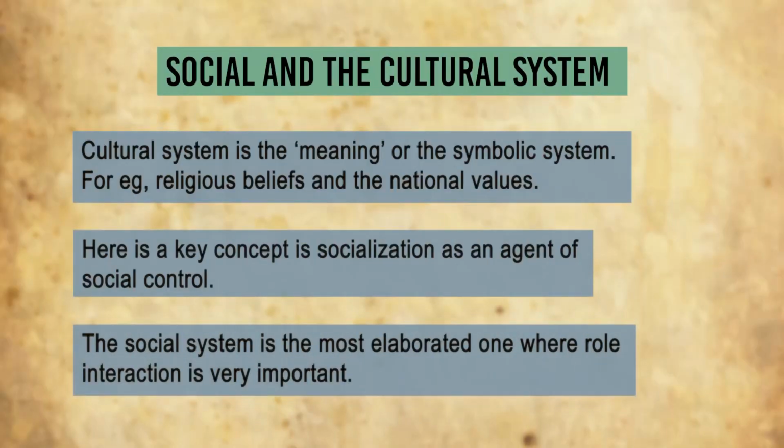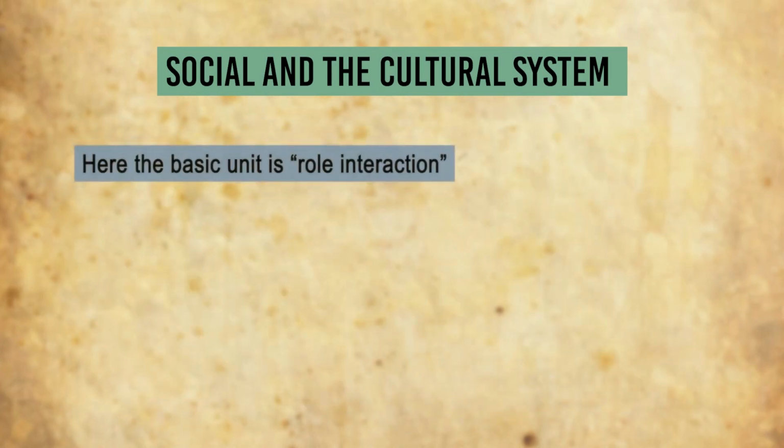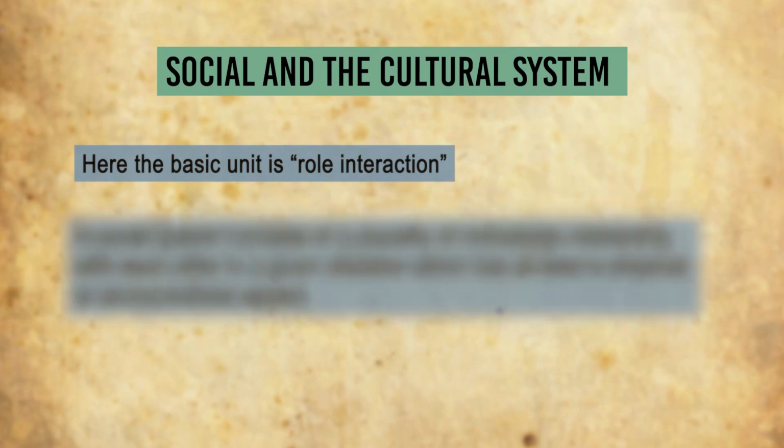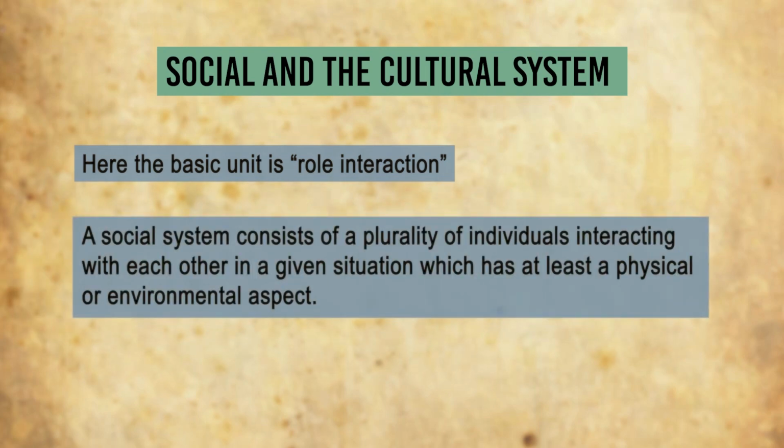The social system is the most elaborated one, where role interaction is very important. Here again, the basic unit is role interaction. A social system consists of a plurality of individuals interacting with each other in a given situation, which has at least a physical or an environmental aspect.